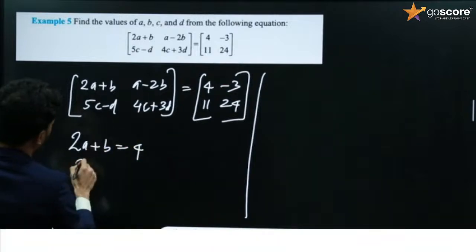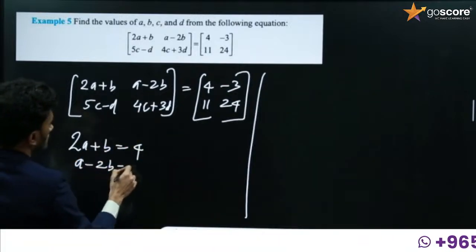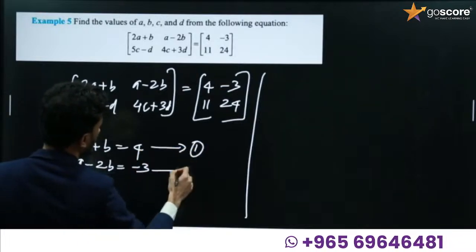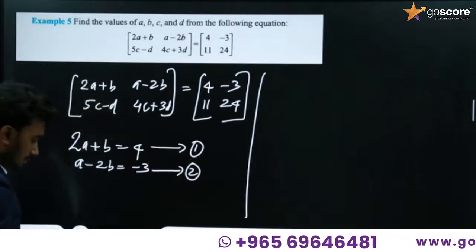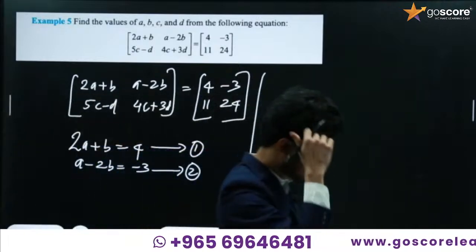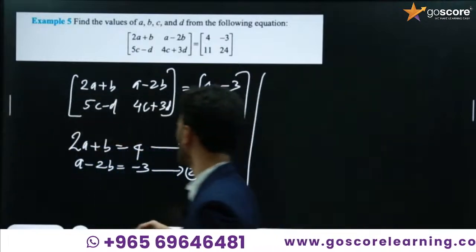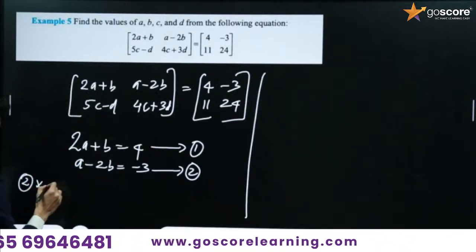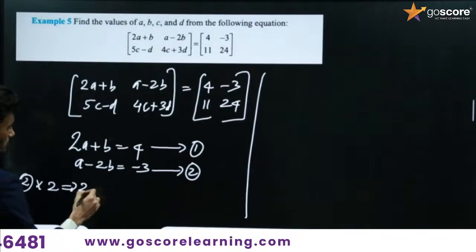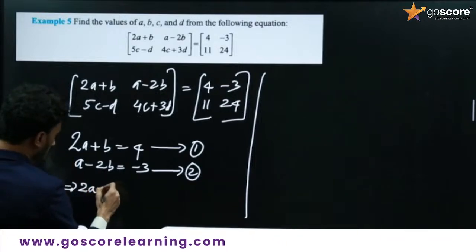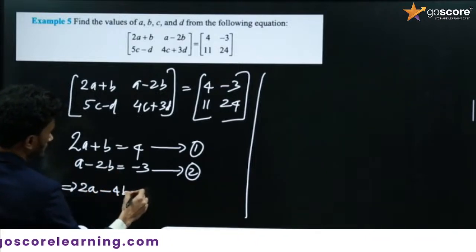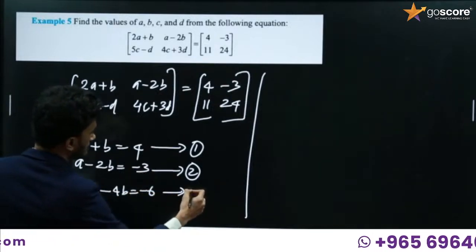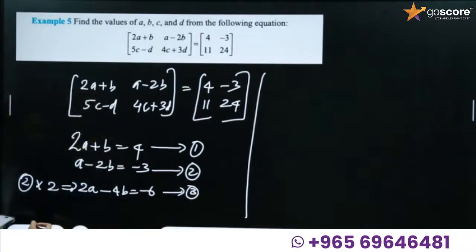Then second, A minus 2B is equal to minus 3. So I am taking this as equation number 1 and this as equation number 2. Then solve equations 1 and 2, you will get the answer. So how can you solve? I am multiplying equation number 2 with 2. So 2A minus 4B is equal to minus 3 into 2, minus 6. It is equation number 3.